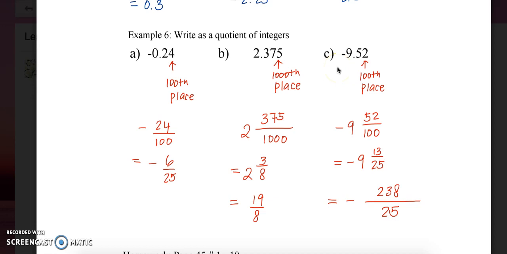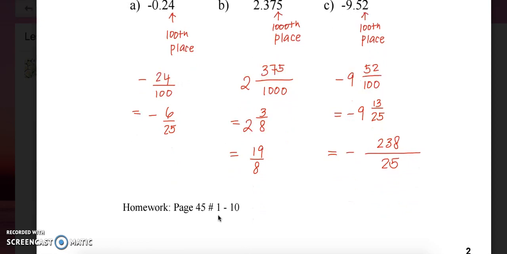Part C, you have negative 9.52. 2 is in the 100th place, so 52 over 100 will take care of the decimal part, and then reduce that by 4. You get 13 over 25. Turn this mixed fraction into an improper fraction. 9 times 25 plus 13, that's 238. So negative 9.52 is equal to negative 238 over 25.